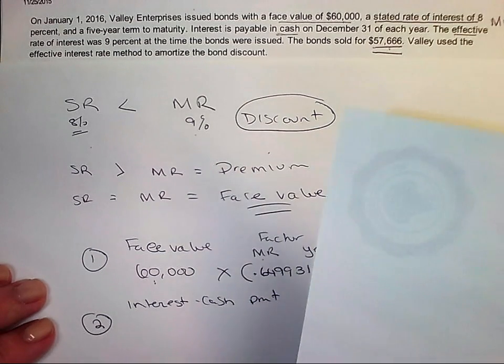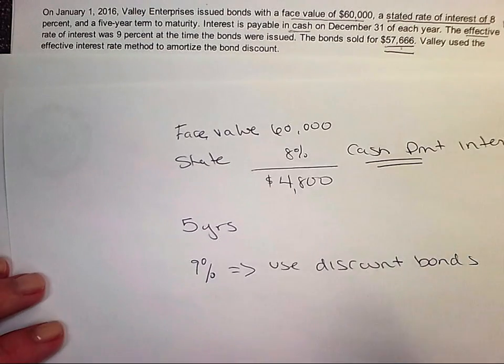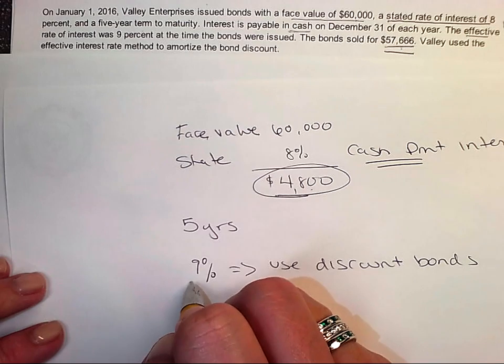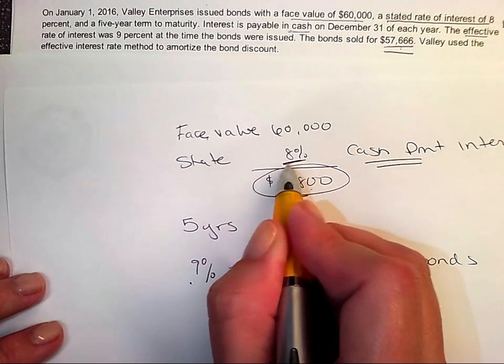Step 2 is take your interest cash payments and find out how much you are giving them in the future with interest and find out what it's worth today. So my cash payments are $4,800. Even though the market rate is 9%, I am only paying bondholders 8%.